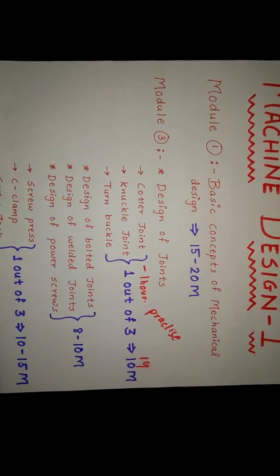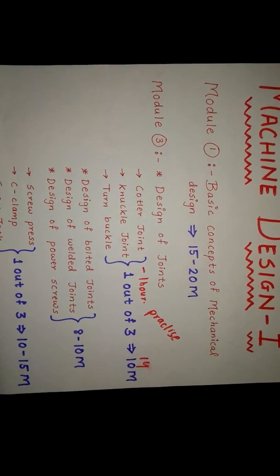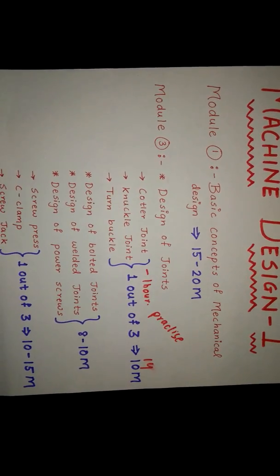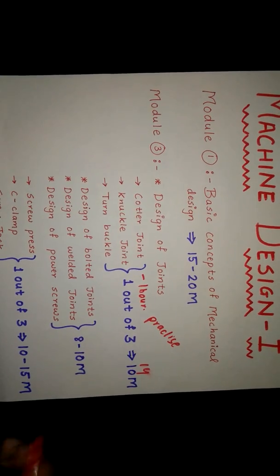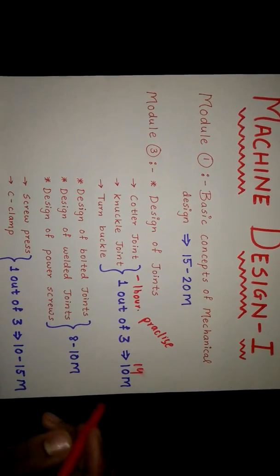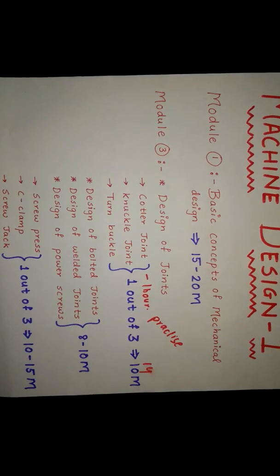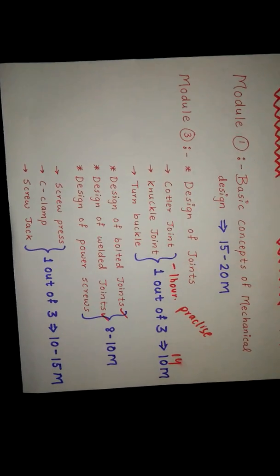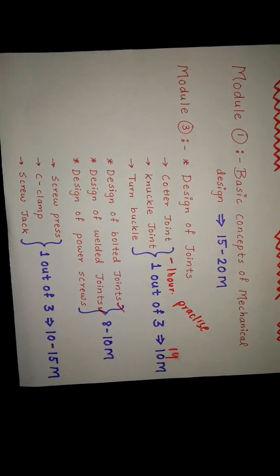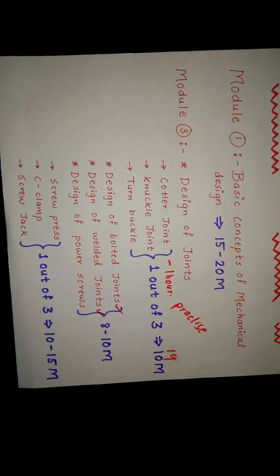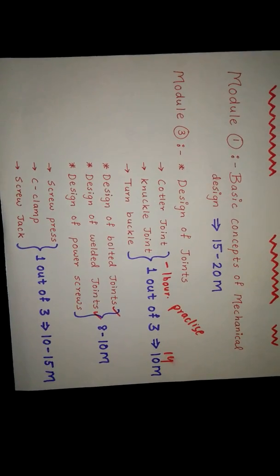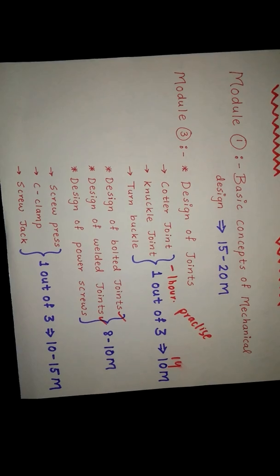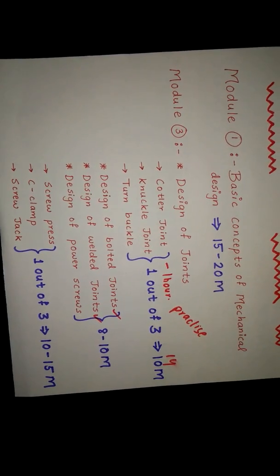The next comes design of bolted joints, welded joints and power screw. This module is also asked for 8 to 10 marks. This is also an important module. The bolted joint and welded joint are two very simple chapters. Just look at the paper and go through the numericals and it will easily give you 10 marks. The next is screw press, C-clamp and screw jack, that is also for 10 to 15 marks in the exam.